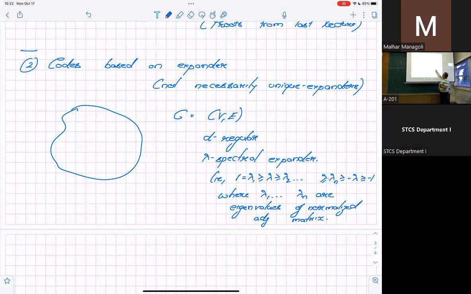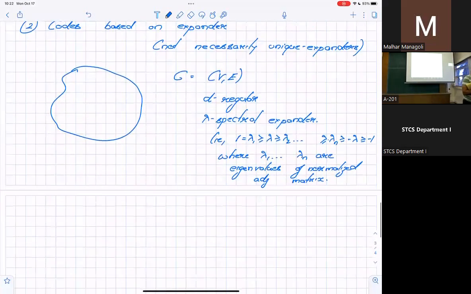I want to say that lambda 2 is not more than lambda, and similarly, lambda n is not less than -lambda. As long as all the other eigenvalues are sandwiched between lambda and minus lambda, you call this a lambda spectral expander. So that was the ingredient. We will see the magical property of this. The key property will be used via the expander mixing lemma, which we'll use at least three times in today's lecture.